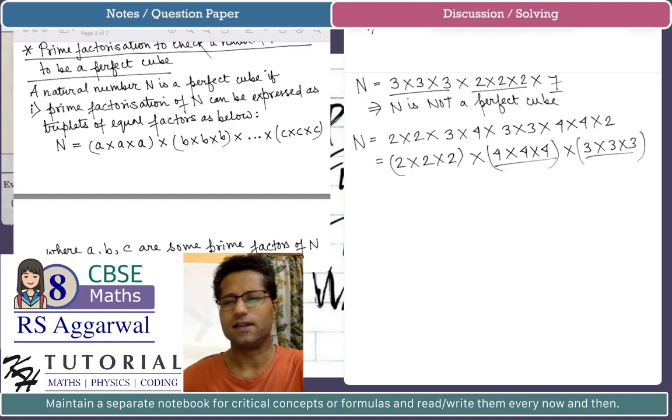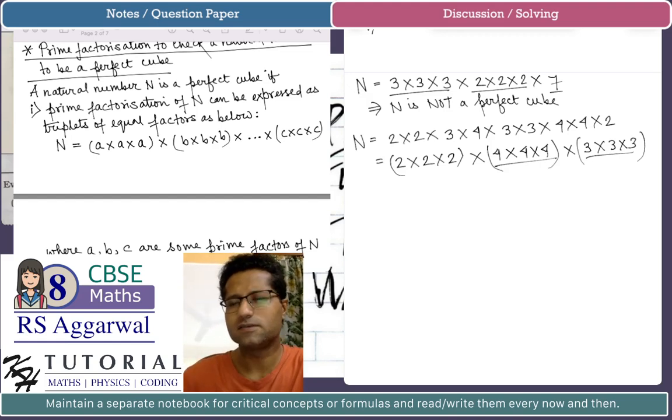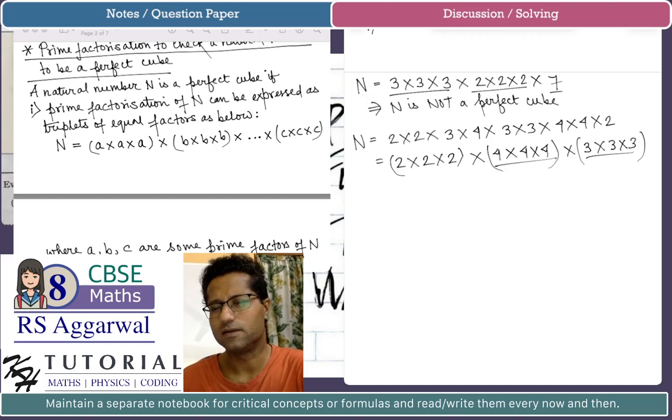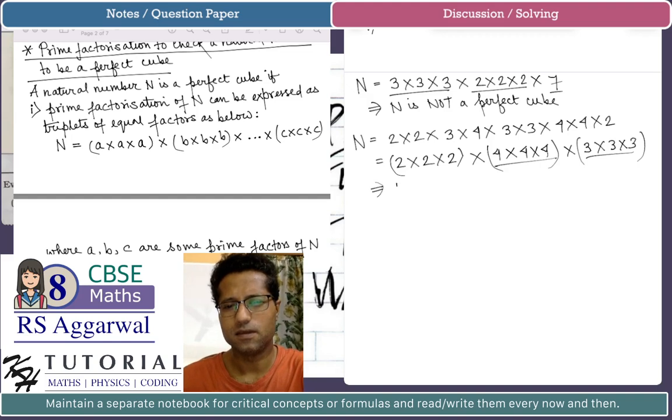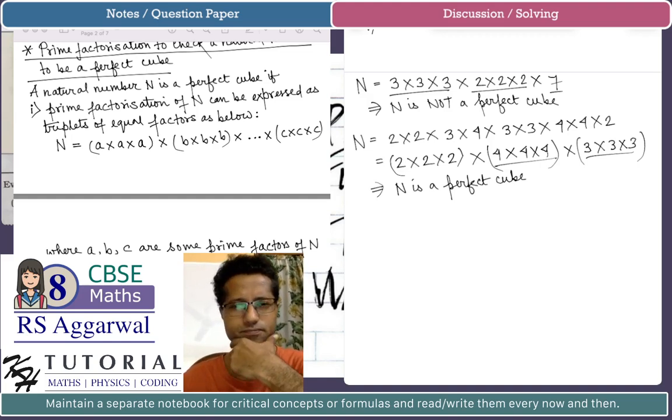So I can see that the whole prime factorization of n is expressed as triplets. There is no prime factor which is not part of any triplet. So every prime factor is part of one triplet or another. So this will imply that n is a perfect cube. I hope the concept of forming triplets of equal factors from the prime factorization of n to verify whether n is a perfect cube or not is clear.